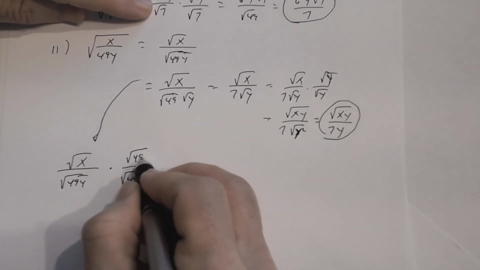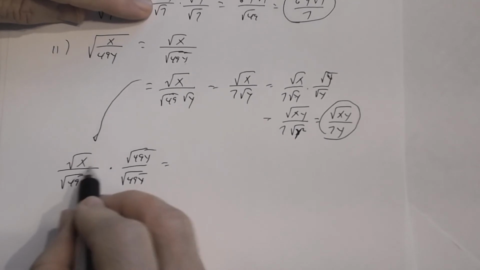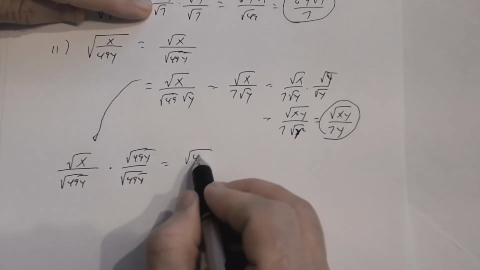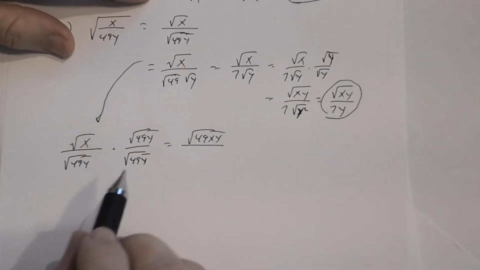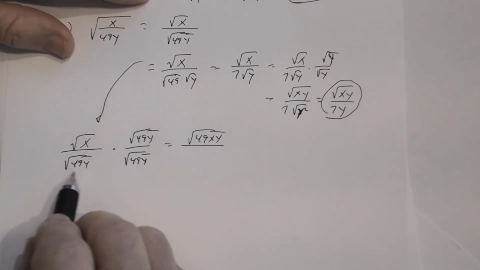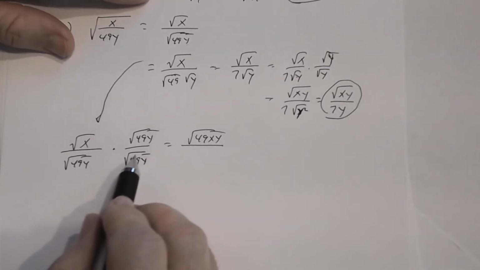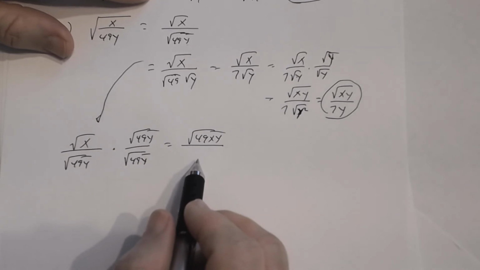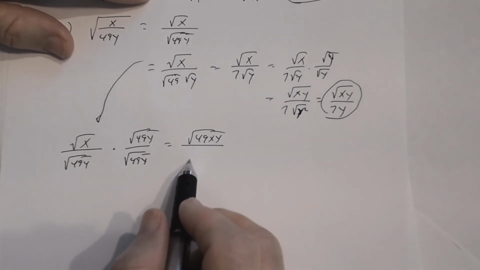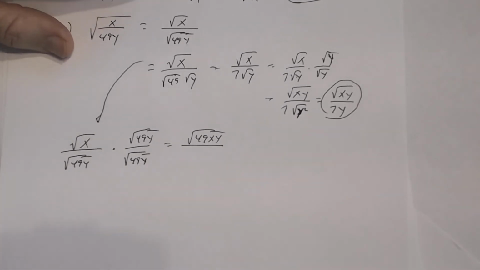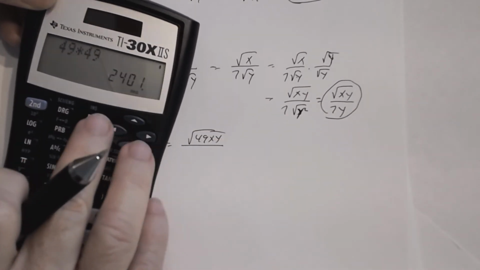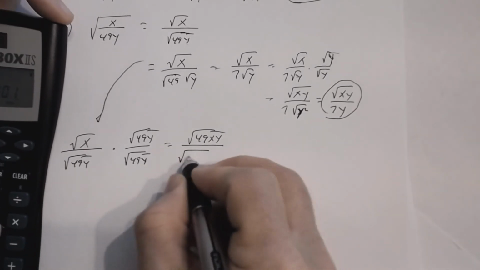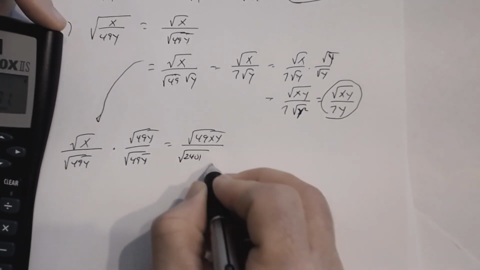See what happens. Okay, and so I get, using the product rule, the square root of 49xy divided by, and then at this point, you should now know that the square root of this radicand times the square root of the same radicand should just be what? That radicand, 49y. But if you did not know that, then multiply it out. 49 times 49 is 2,401. y times y is y squared.